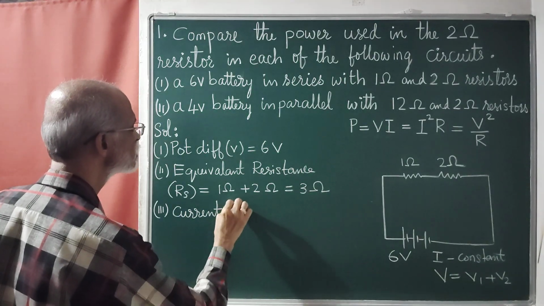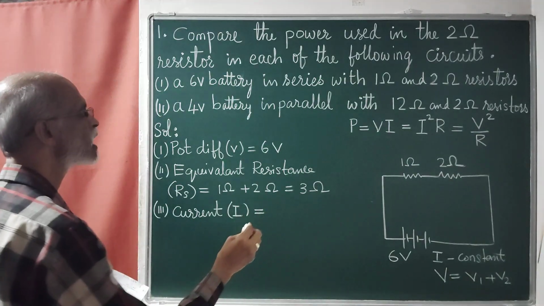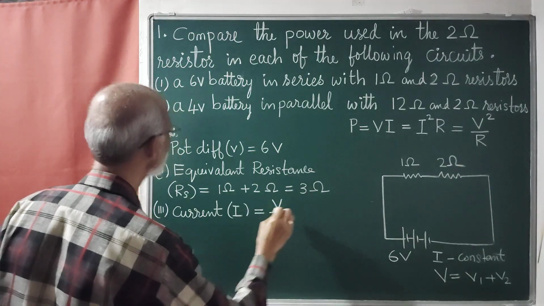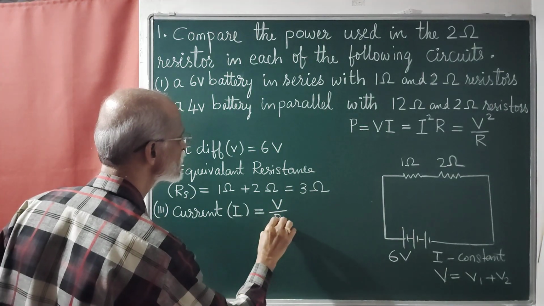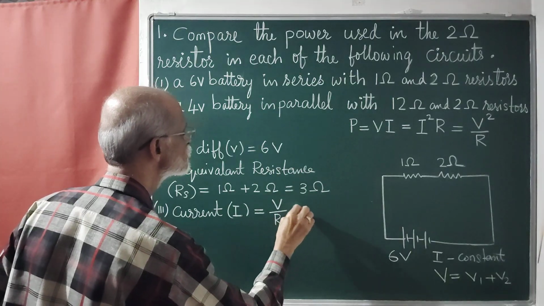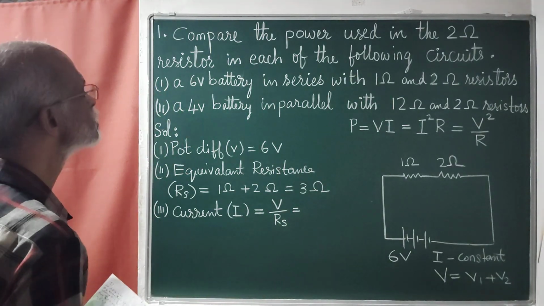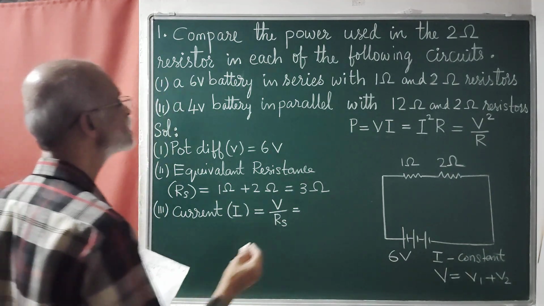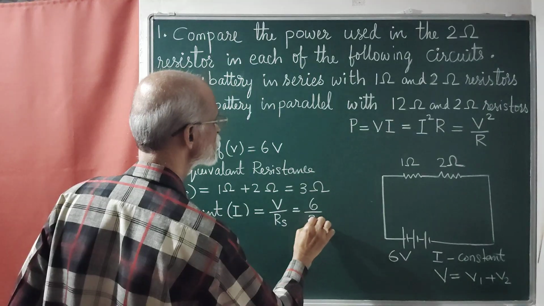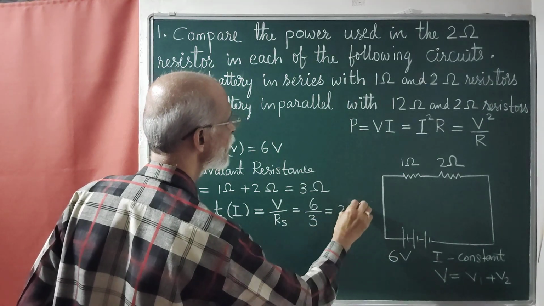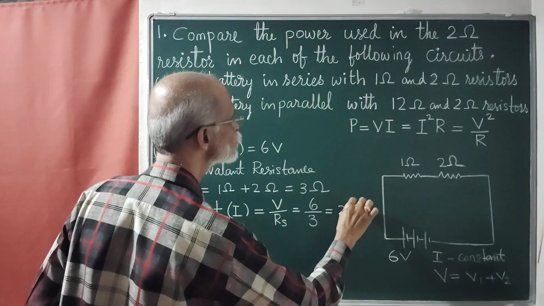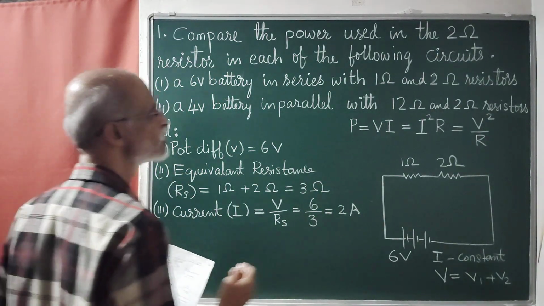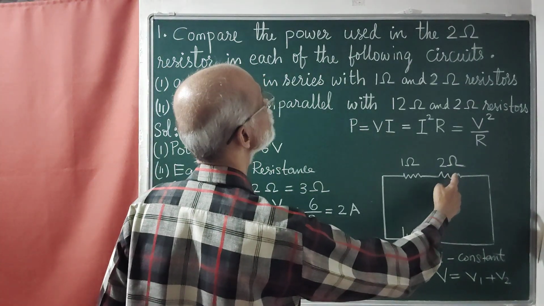Current I is equal to V by R. R is nothing but the total resistance, V by Rs in this case. This is from Ohm's law. So what is V? 6. 6 by 3 will get 2 amperes. So the current in this circuit is 2 amperes. So by using the resistance and the current, I can calculate the power.